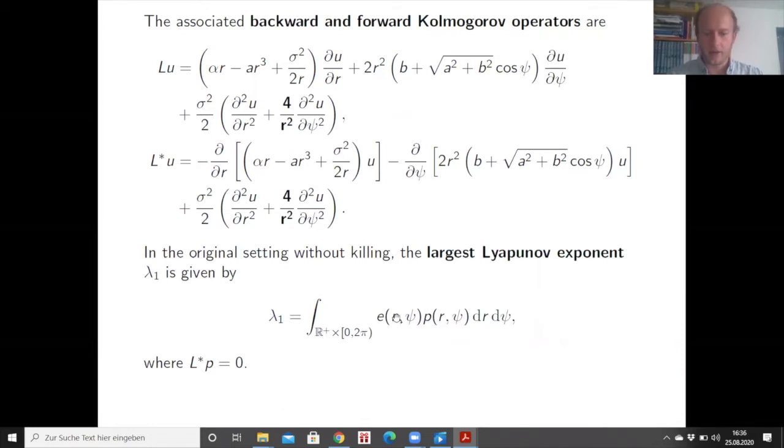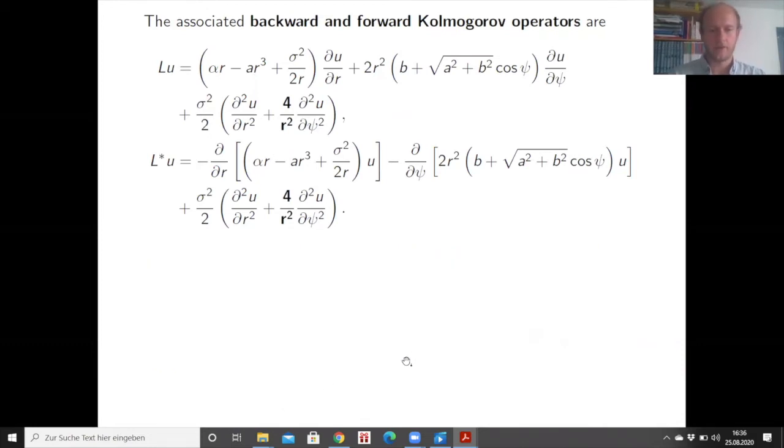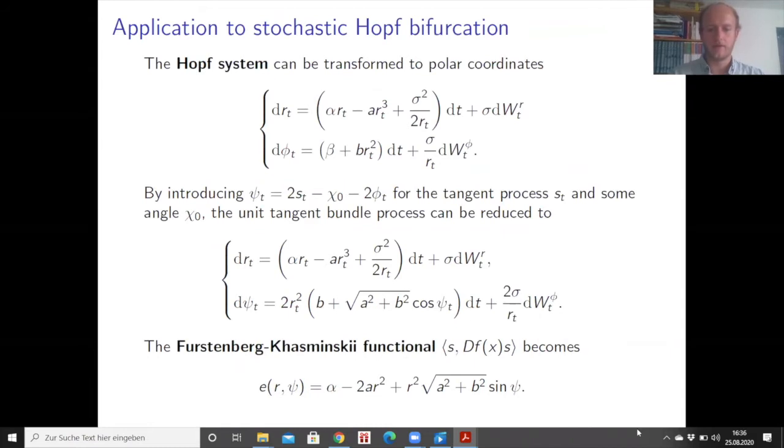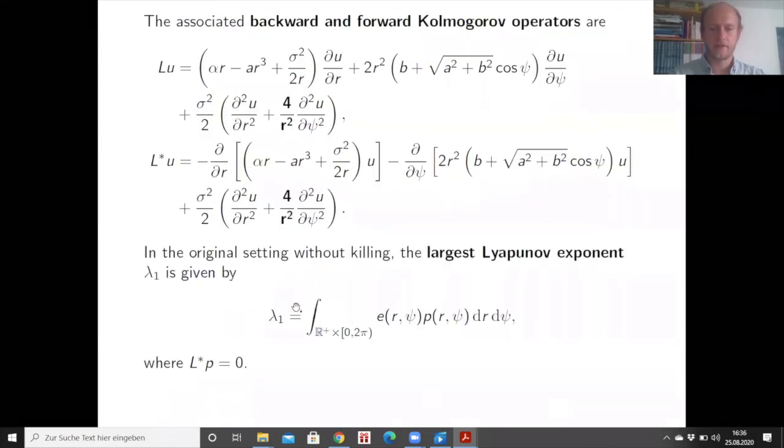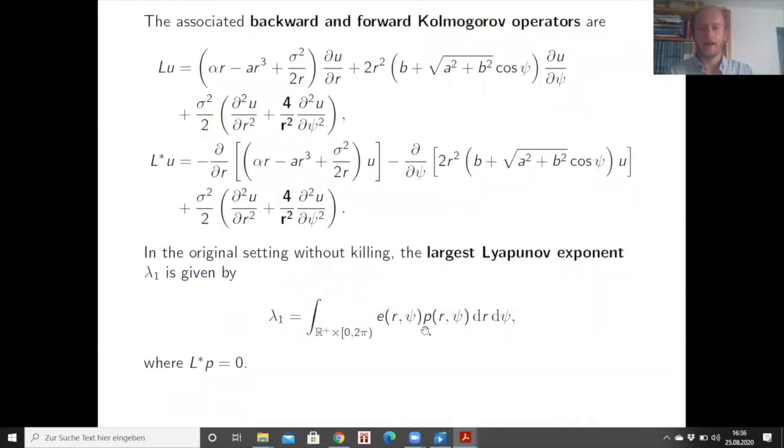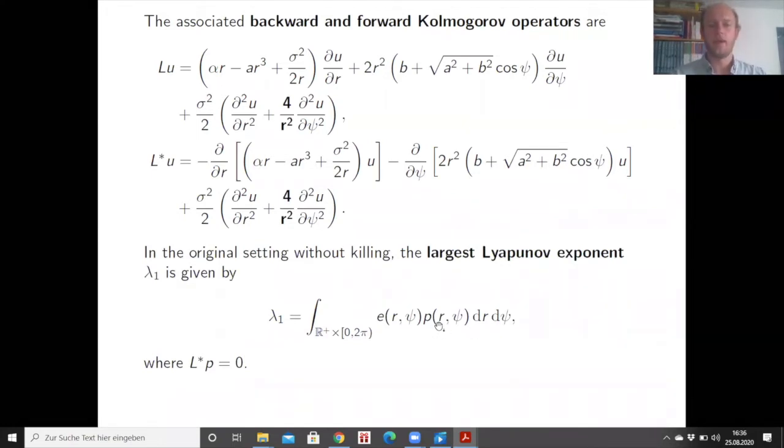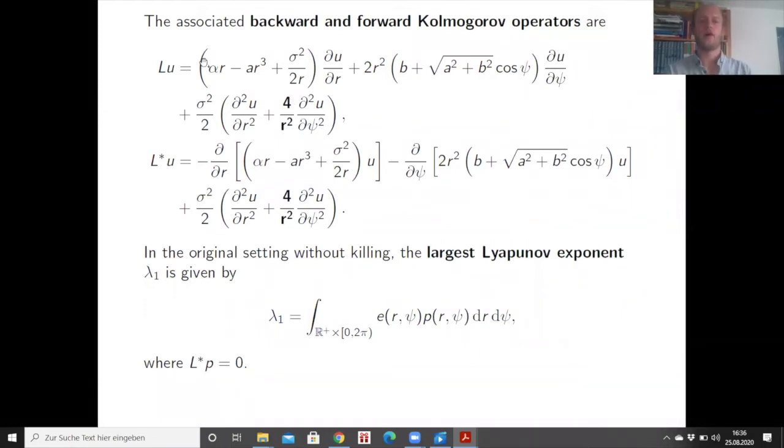So you have this functional E of R, psi. This depends on these two variables. And you can express the Lyapunov exponent by E of R, psi with respect to a stationary density, where the stationary density solves the stationary problem with respect to the Fokker-Planck operator, or forward Kolmogorov operator. And these operators look like that. So this again was the generator, or backward Kolmogorov operator. This is the forward Kolmogorov operator.